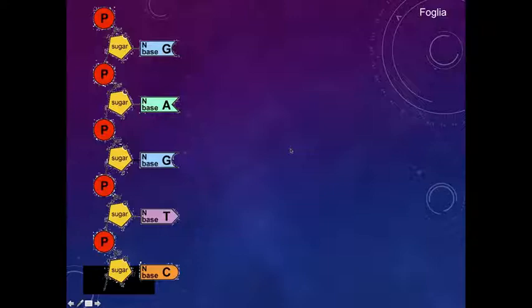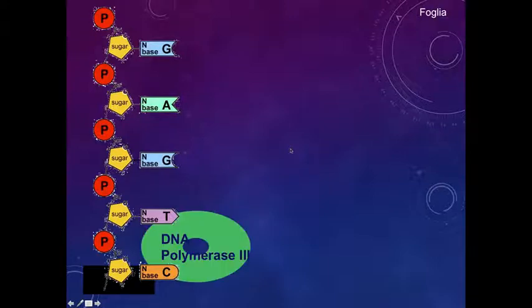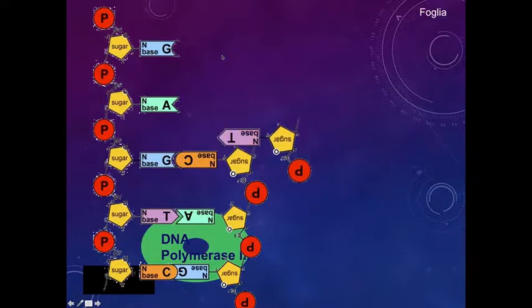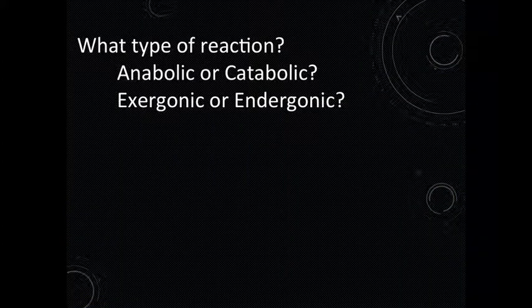All right, so taking a look at this, if we add the nucleotides on, you're going to see that the DNA polymerase 3 adds nucleotides. Here's the 5' end. There's a 3' end, so it's going to add it that way in the 5' to 3' direction. So it just goes through and keeps on adding on nucleotides. Now, quick review question. What type of reaction are we looking at here? Is building DNA anabolic or catabolic? And is it exergonic or endergonic?